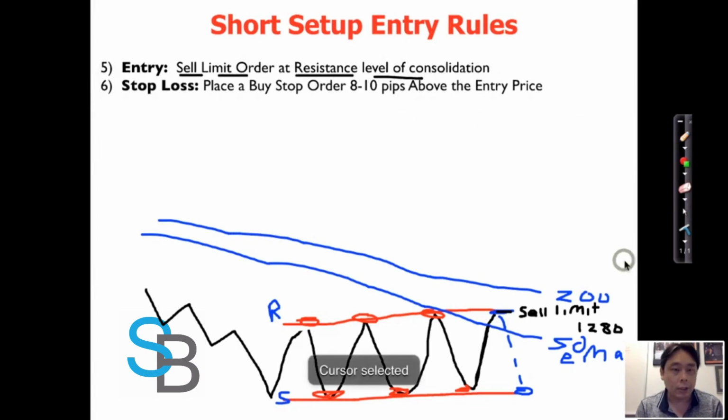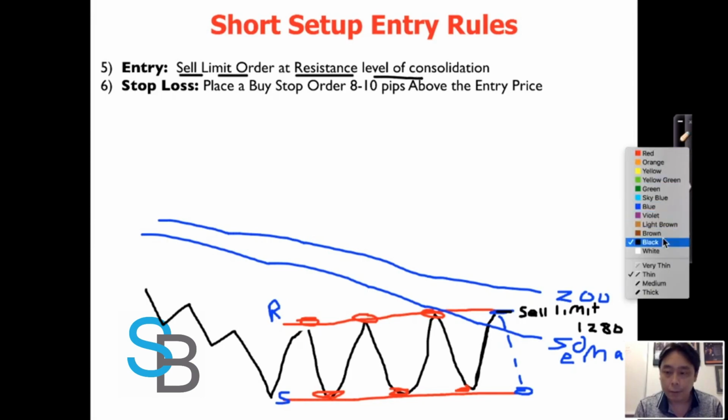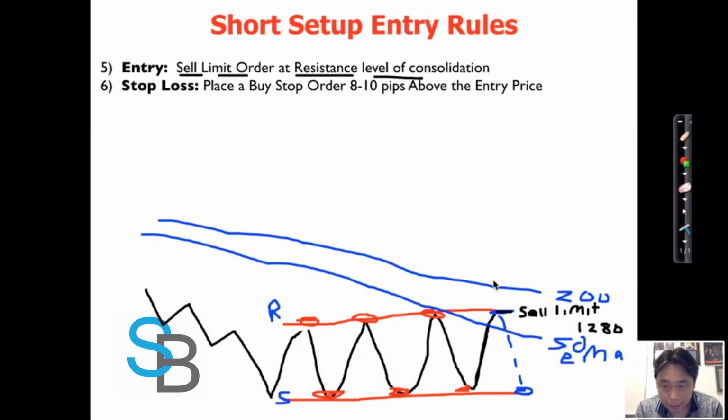Next, we place our stop loss, and our stop loss would be 8 to 10 pips above the entry price. It will be a buy stop order. If you're using the MT4 charting platform, just put in your stop loss and it will automatically be a buy stop order. So roughly, our stop loss will be here. Let's put SL, stop loss, which is a buy stop order, at 1288, for example, 8 pips above the entry price. So that is my 1 hour distance, which is 8 pips.